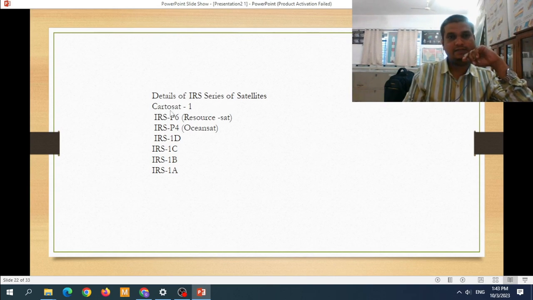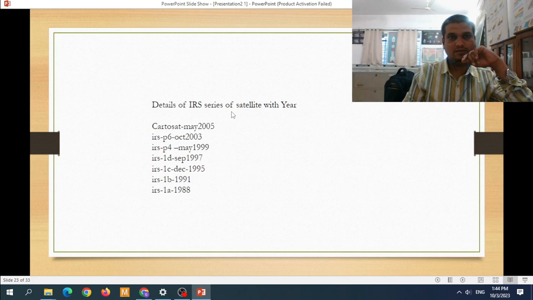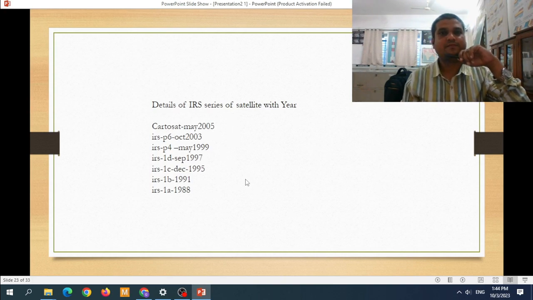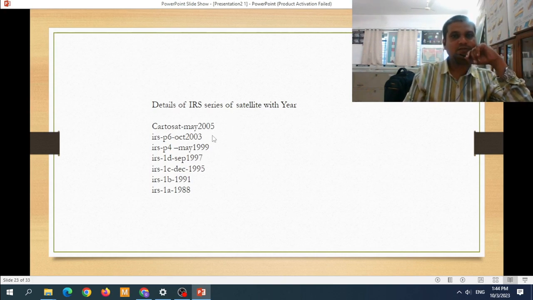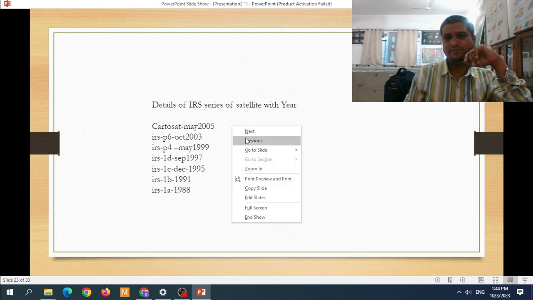Then another addition, that is the Cartosat. IRS-P6 means Resourcesat, and IRS-P4 means Oceansat. Oceansat itself indicates the study of that particular ocean area. You can see the launching years: Cartosat May 2000, P6, P4, 1D, 1C. I have already told you these, and before that, P6 was October 2006. You have to just remember the names.